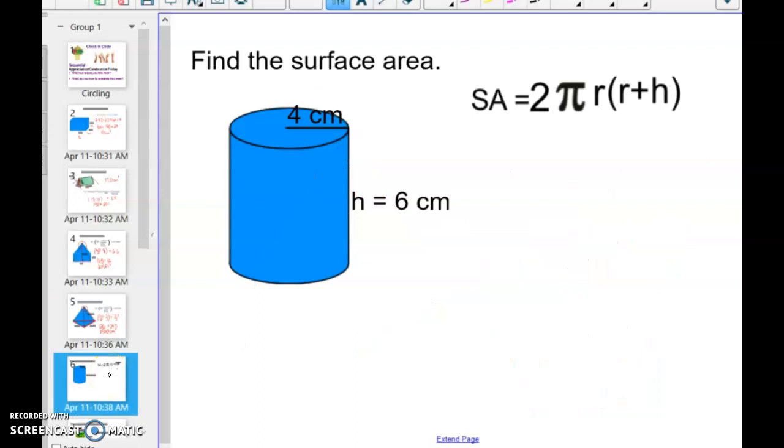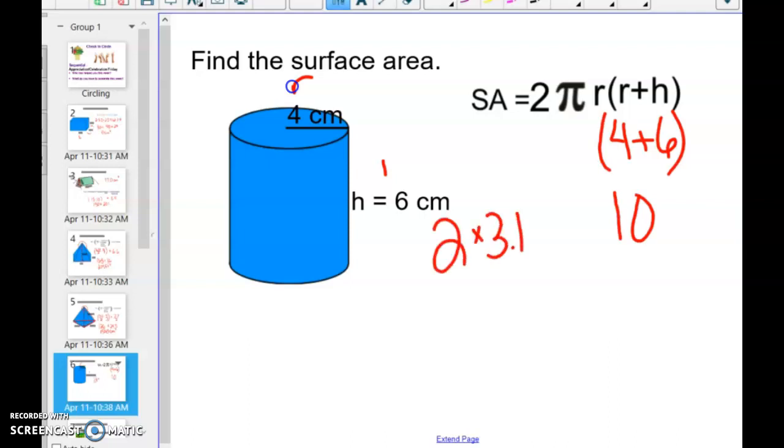Next shape that we found the surface area of was a cylinder, and here is the formula for finding the surface area of a cylinder. We have a radius and height, and I need to first add 4 plus 6, which is my radius plus height, which obviously gives me 10. Then it would be 2 times 3.14 times my radius, which is 4, times that answer that I got when I added the radius plus the height, which gives me my surface area of 251.2 centimeters squared.